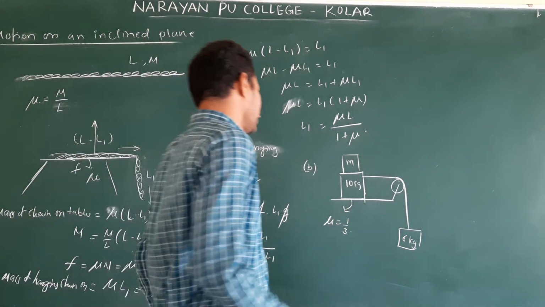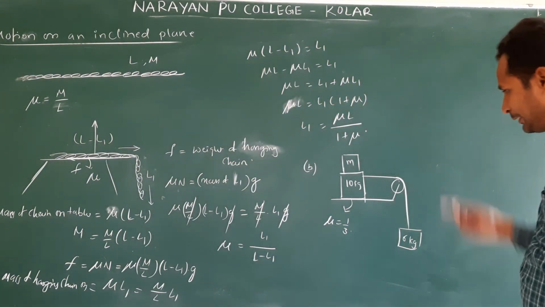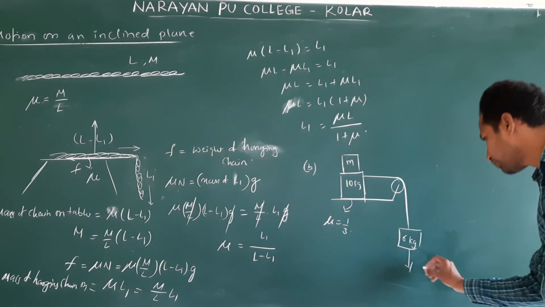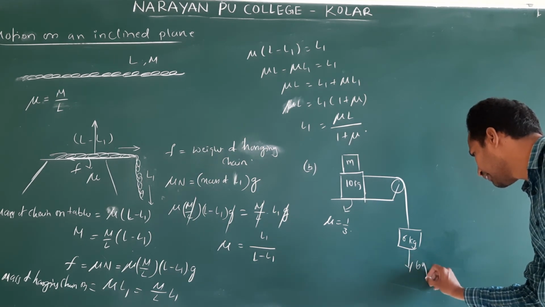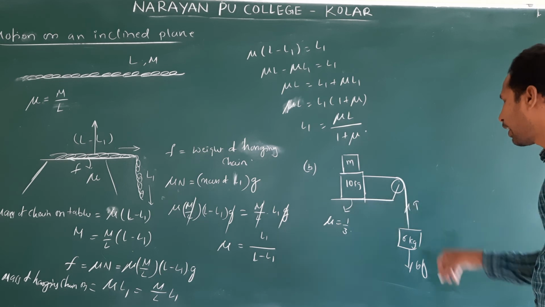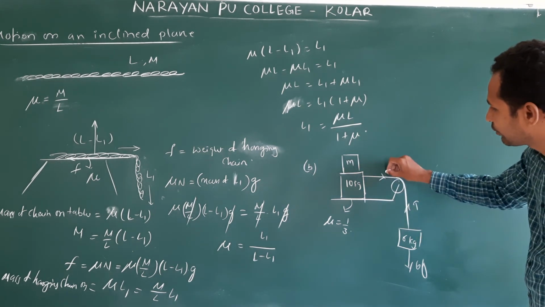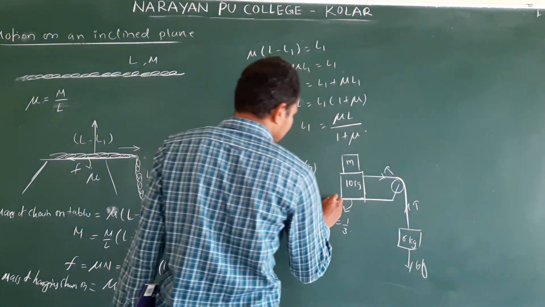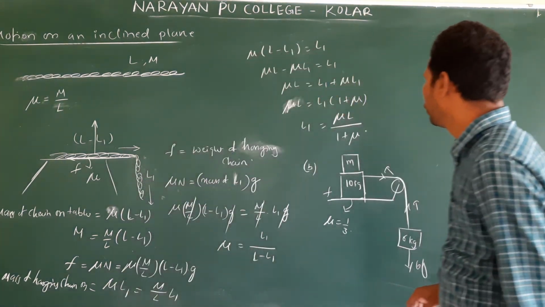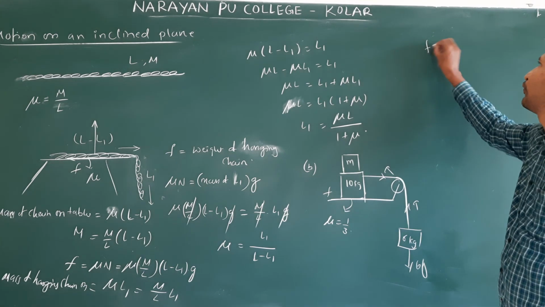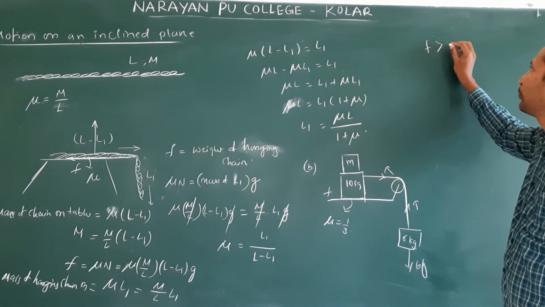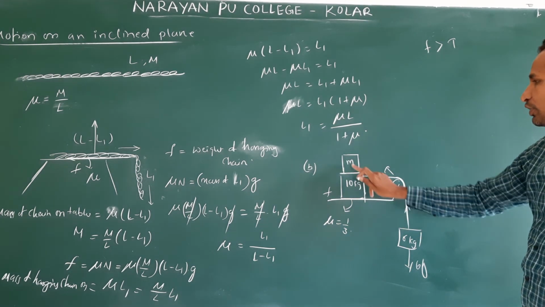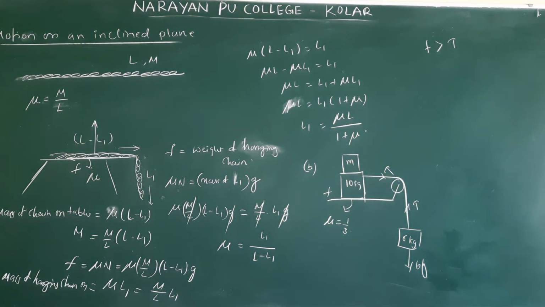Do not move means friction dominates. Clear. So this weight acts downwards, that is 6g. Tension acts upwards. This tension pulls the object. When this tension pulls, friction acts in this direction. So friction F must be greater than T, so that these two bodies will not move.